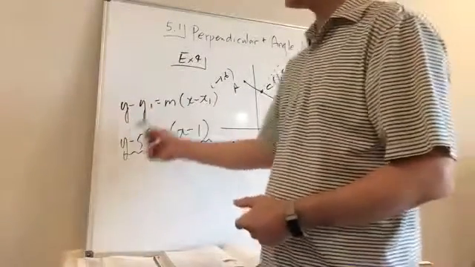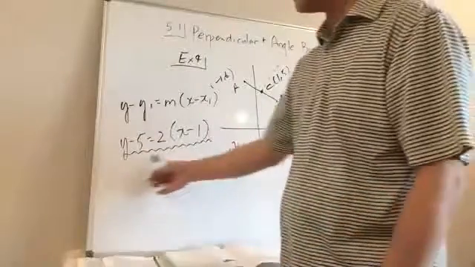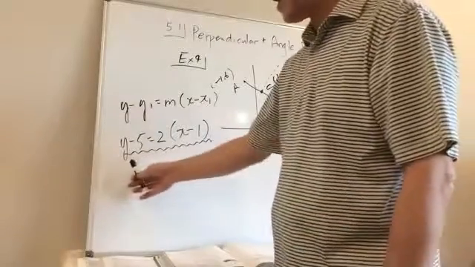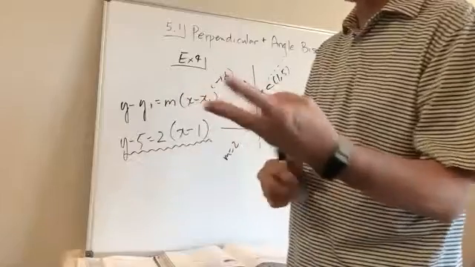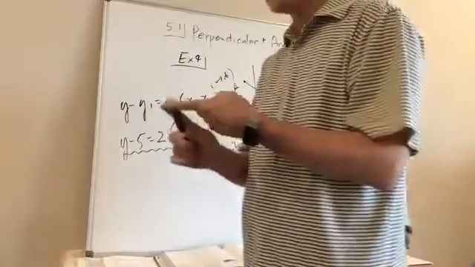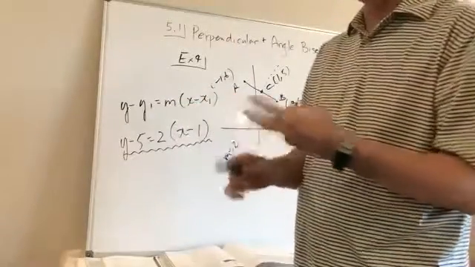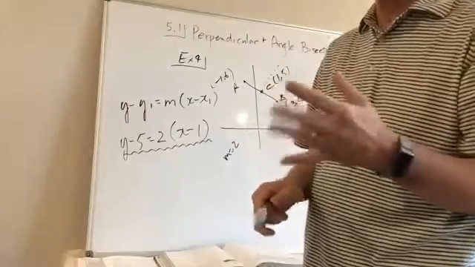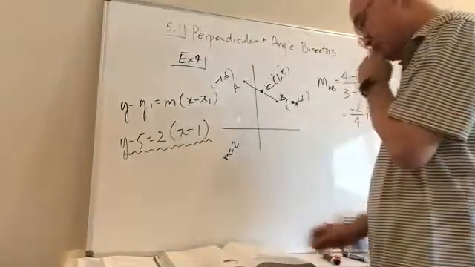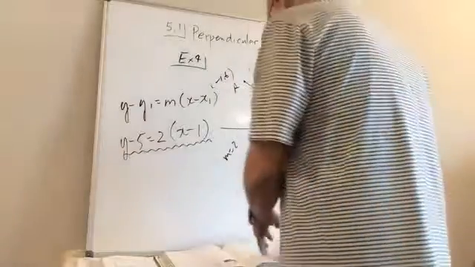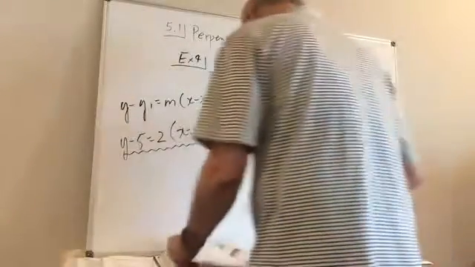Even if you didn't see that, this is a perfectly acceptable answer because there are 3 different forms, right? You can have the slope intercept form, the point slope form, or the standard form. Any one of those 3 works, okay? All right, we're done with 5.1.